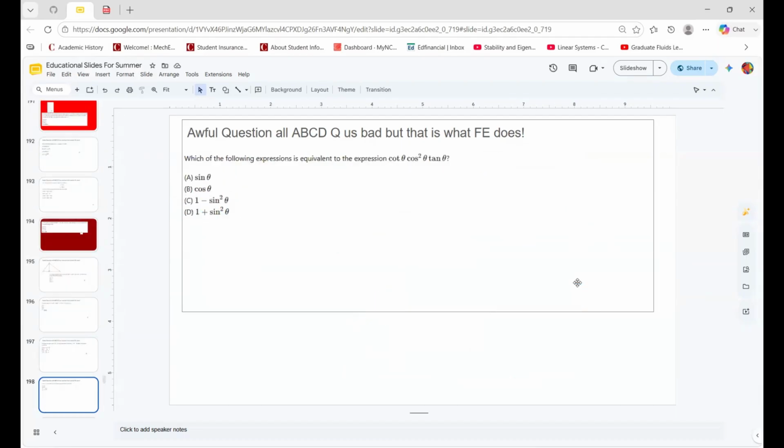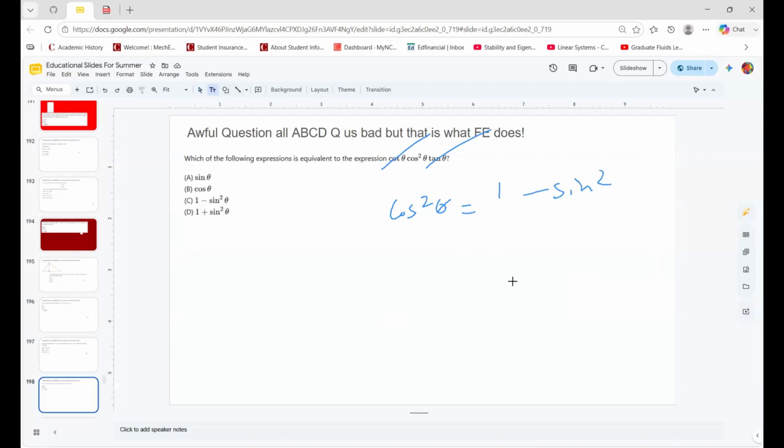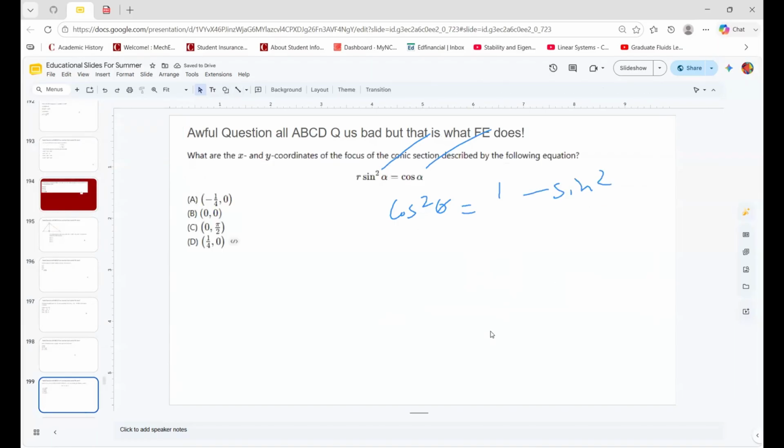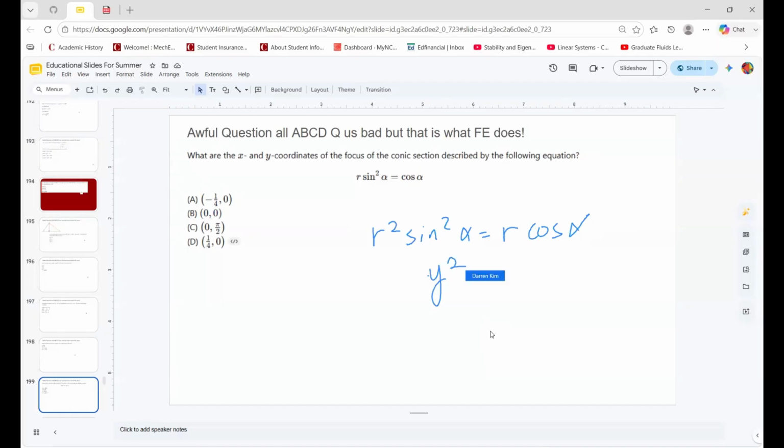Wow, what a fancy surprise. Cosine squared theta equals, I believe, 1 minus sine squared. So that is C. And you're an engineer already, I don't need to explain more, hopefully. What are you doing to me right now? So this is going to be r squared, right? Sine squared alpha equals r, right? You multiply r cosine theta, and you want this in x and y coordinates, so this is just y squared equals x. Nothing more, right?